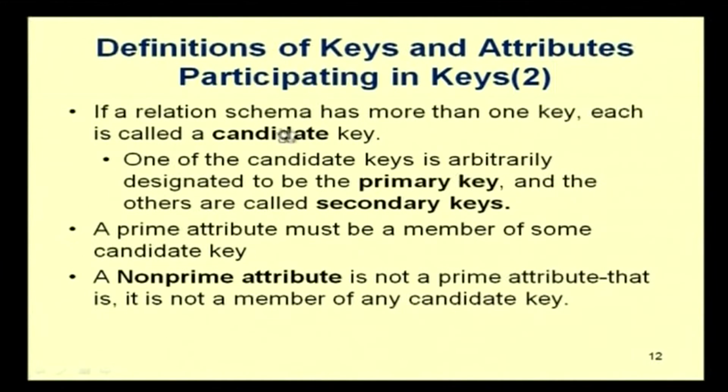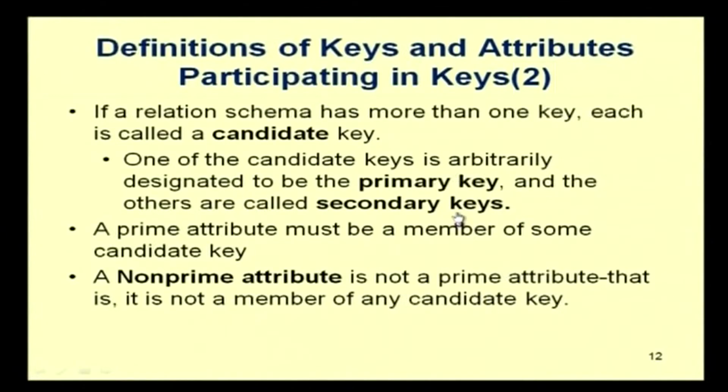Now, if a relation schema has more than one key, each of the keys is called a candidate key. One of the candidate keys is arbitrarily designated to be the primary key and the others are called secondary keys. This is just a definition which we have already seen in previous lectures, but just a repetition to summarize. A prime attribute must be a member of some candidate key. So, not all candidate keys are primary keys, it depends on the designer. A non-prime attribute is not a prime attribute, that is, it is not a member of any candidate key.